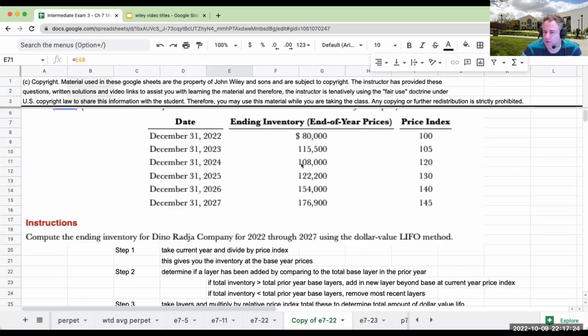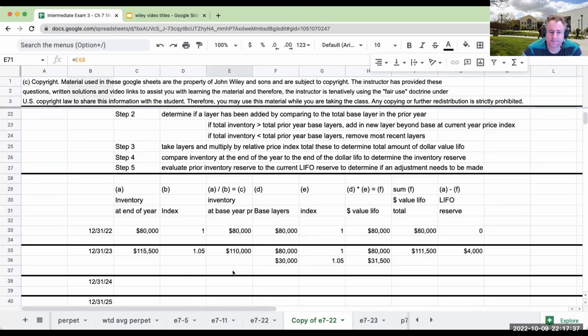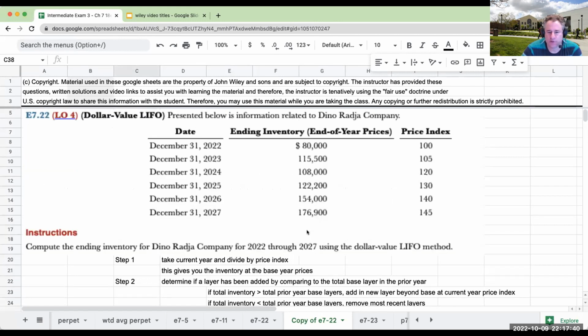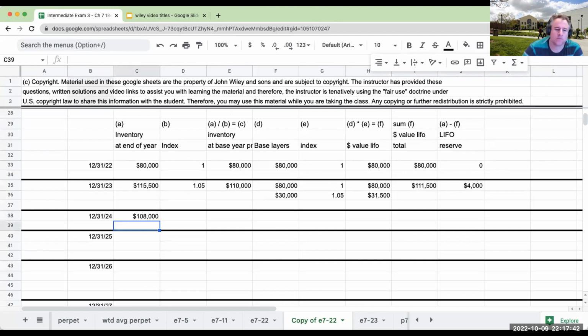So my inventory here is 108 and the price index is 1.2. To make this 108 comparable with the base year, I'm going to have to divide it by 1.2. So over here, this is going to be 108,000 divided by 1.2. And so here, my inventory at base year prices is now at 90,000. Now, when I look at this at base year prices before, this was at 110. So my inventory is actually going down.